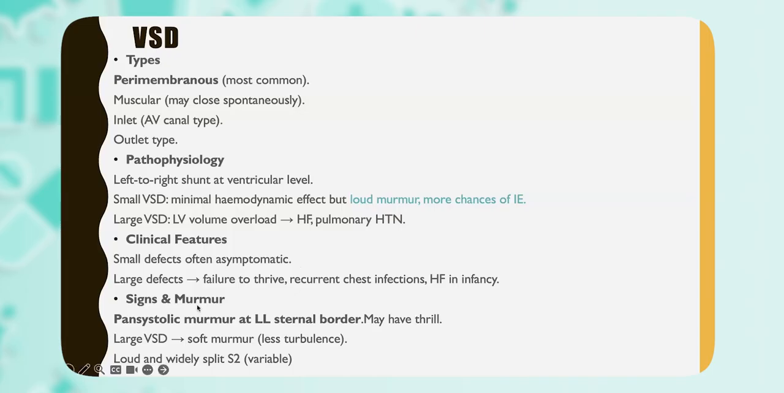Signs and murmur. Classical murmur is a pansystolic murmur at the lower left sternal border. It may have a thrill. Large VSDs will have a softer murmur, and smaller VSDs will have louder murmurs. Loud and widely split S2, which will be variable, unlike fixed S2 in atrial septal defects.